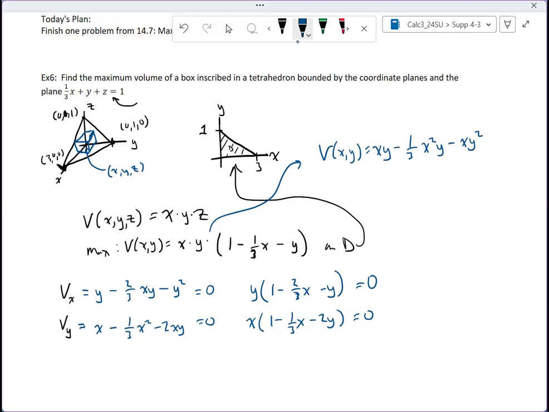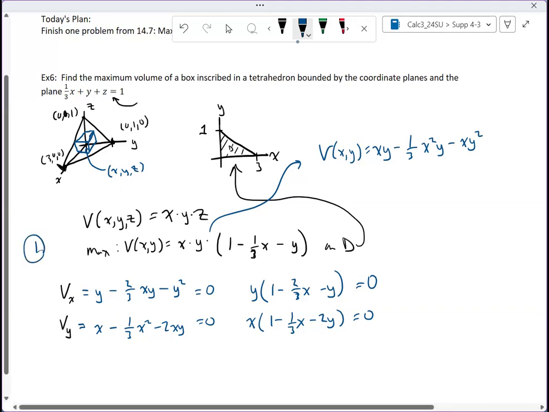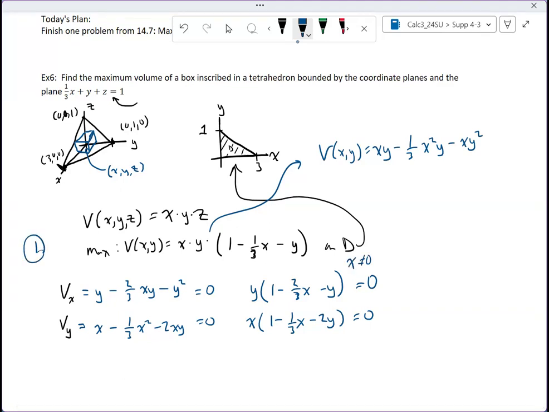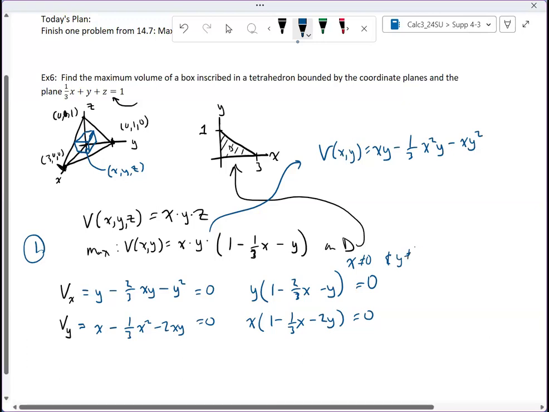And let's take x and y to not be 0 here, because if x is 0, I'm on the y-axis, and if y is 0, I'm on the x-axis. That's on the boundary. I'm going to handle the boundary in step 2. So I'll take x not equal to 0 and y not equal to 0.